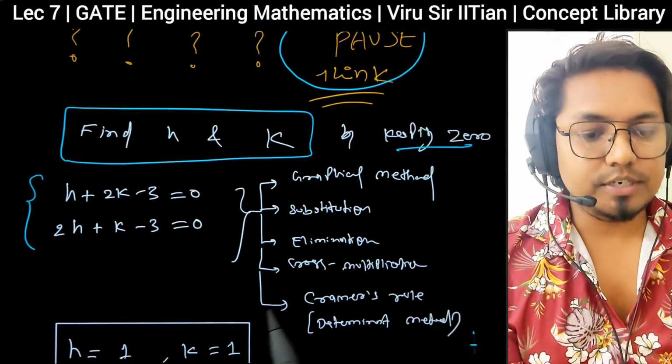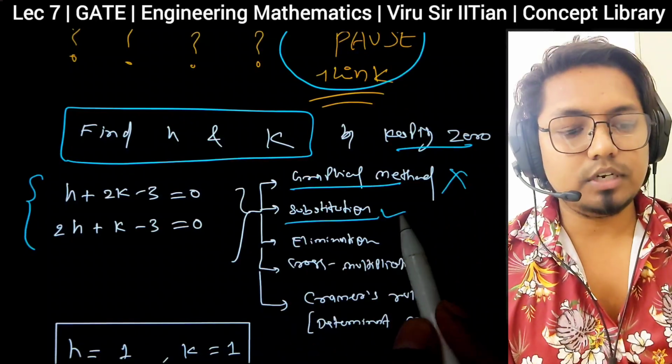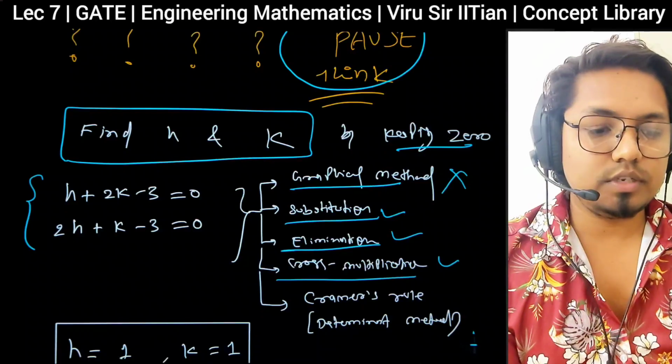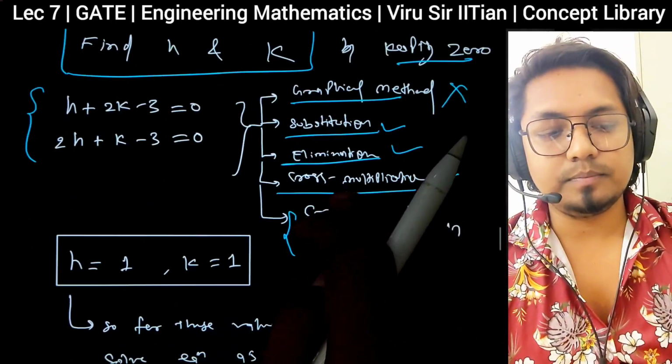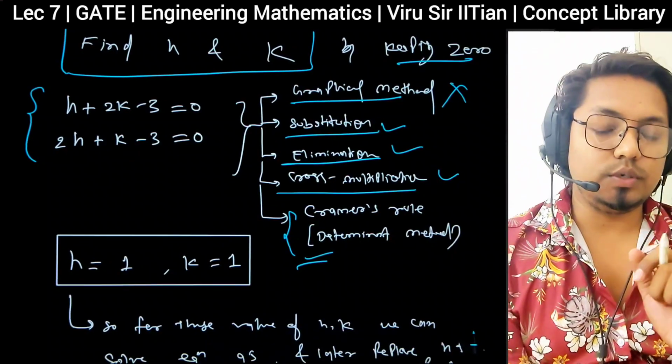So what are the methods I have mentioned here? There is a graphical method to find h and k, which is not useful for you. Substitution method you can use in the GATE exam. Elimination you can use in the GATE exam. Cross multiplication you can use in the GATE exam. Cramer's rule, this determinant method, you can use in the GATE exam. Because for these you don't need a calculator, you just write down and solve these equations.